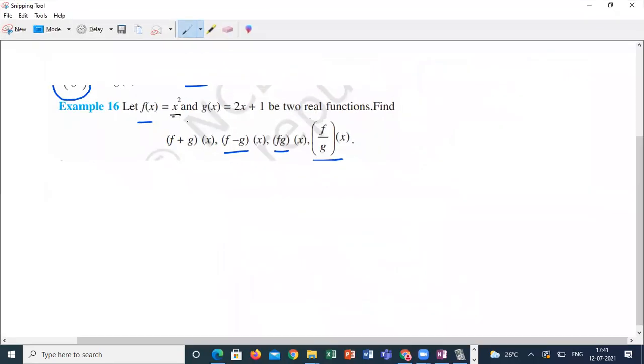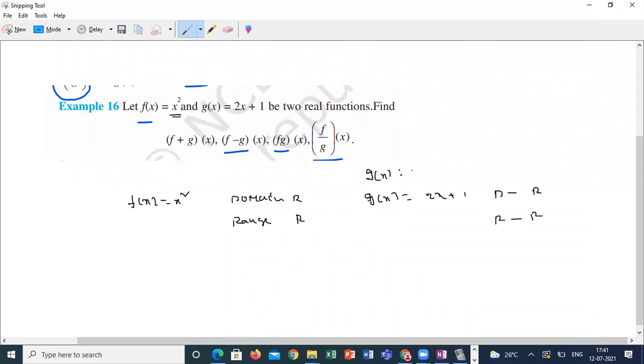F of x is x square. It's a real valued function. Domain is R, range is also R. And another g of x is 2x plus 1, and its domain is capital R and range is also R. So g of x is also defined from R to R, f of x is also defined from R to R. So if I am asking what is f plus g of x, just add both the functions, x square plus 2x plus 1.